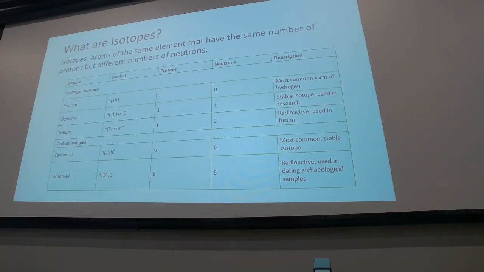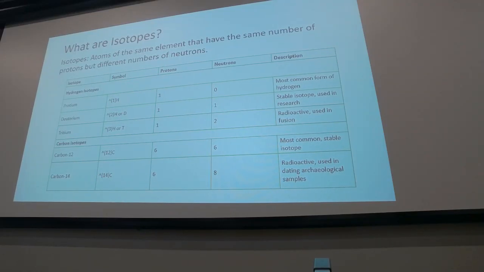So hydrogen 1 is called protium because it has 1 proton and 0 neutrons. This is the most common type of hydrogen that we have, but we have variations. For instance, one neutron and 1 proton will be deuterium, or 2H. And the one that has 2 neutrons and only 1 proton will be tritium, or 3H.